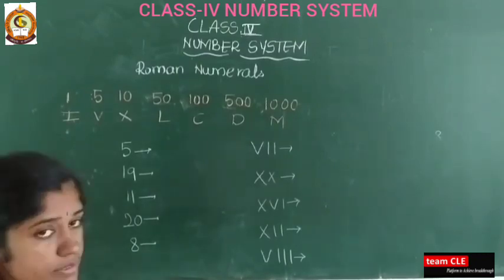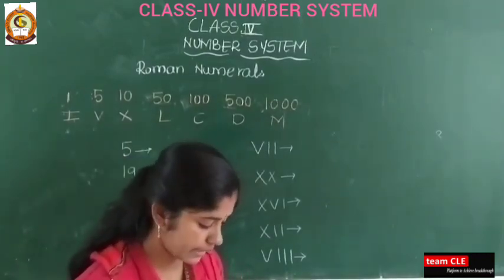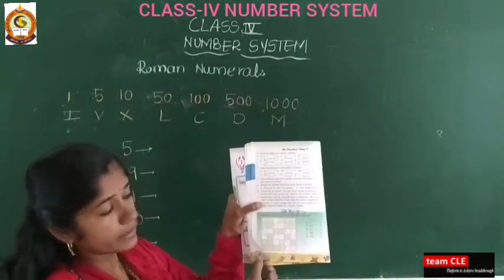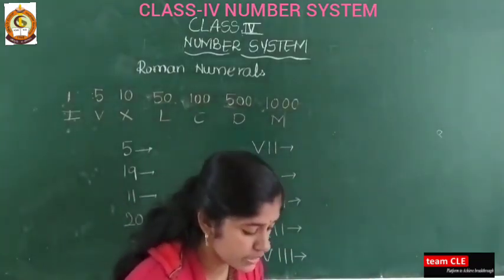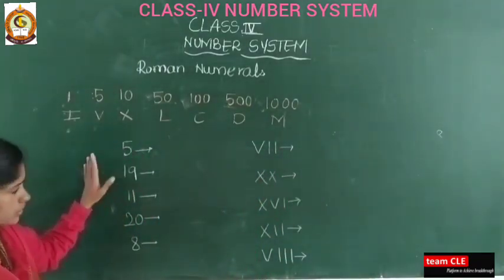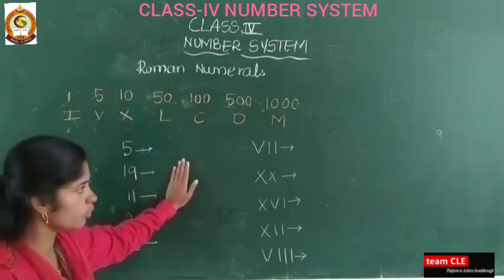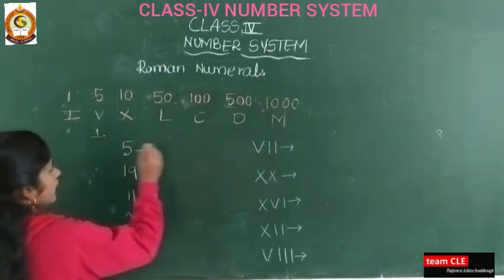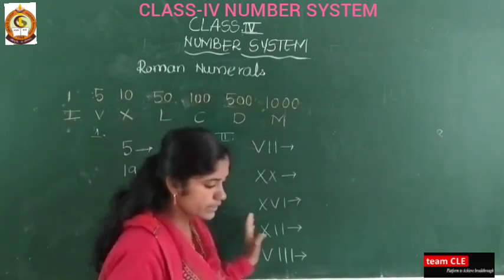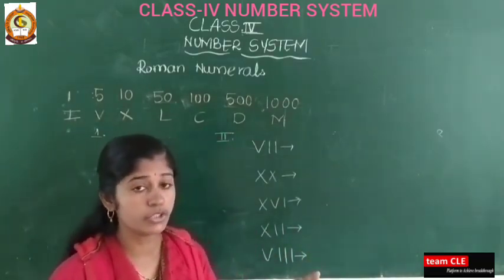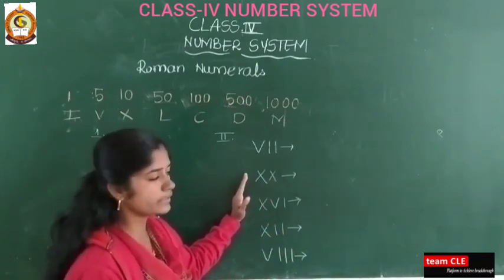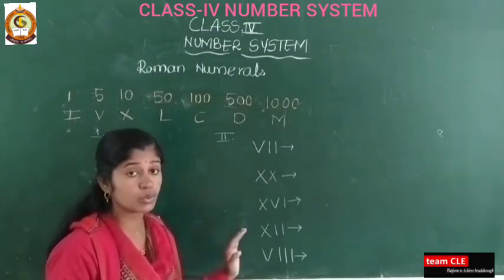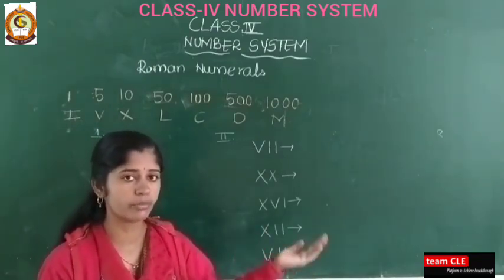Here I am solving some examples from My Practice Time for You, page number 92. Here the first question is: write the following in Roman numerals. And the second question is: write the following in Hindu-Arabic numbers. You have to write these in Hindu-Arabic numbers, and these in Roman numerals. That means you have to know how to convert Roman to Hindu-Arabic and Hindu-Arabic to Roman.